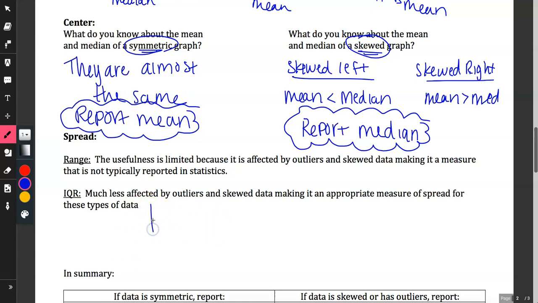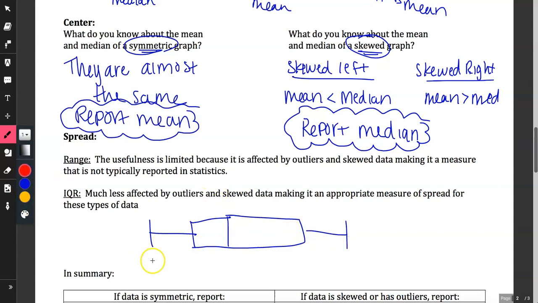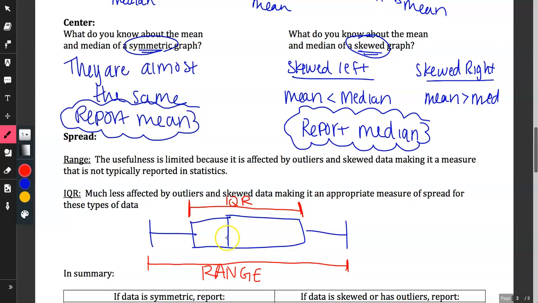I just want to show on a box plot what that means. So let me just quickly sketch a box plot here. Let's say it looks like this. Okay. Your range is from the beginning all the way to the end. This is the range. Your IQR is only talking about this chunk of the data. So if it's really skewed, the IQR is going to be a more accurate representation of the spread, versus a symmetric data set, where the range is better.